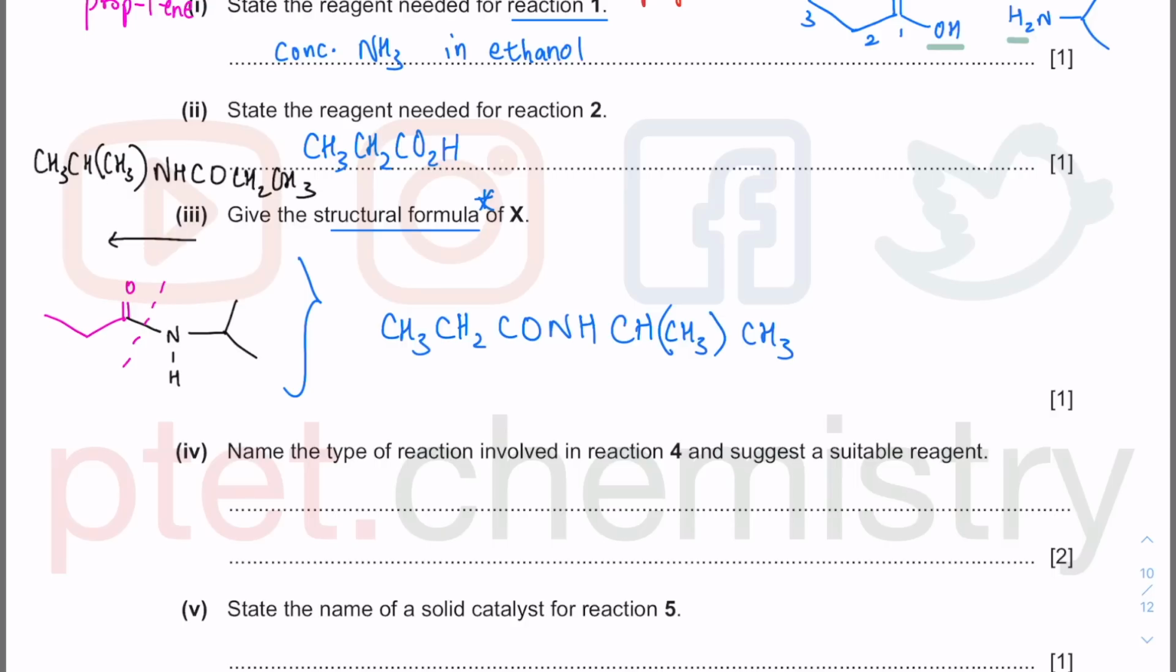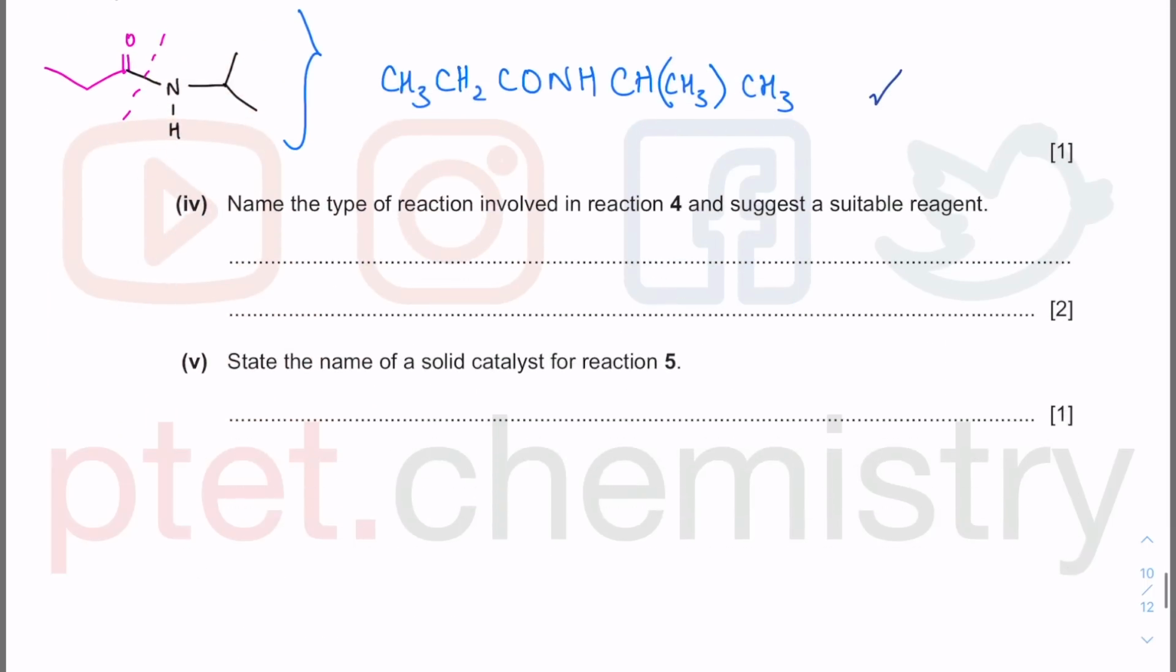Skeletal formula is the same whether you draw left or right, I guess, but the positioning will be different. They want structural formula, so this black one is correct. This blue one will be correct as well. But skeletal formula, although it is the correct product, will not be credited here because they specifically want the structural formula there. Now part 4, name the type of reactant in reaction 4 and suggest a suitable reagent.